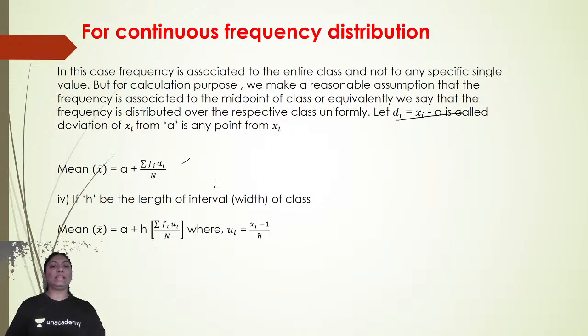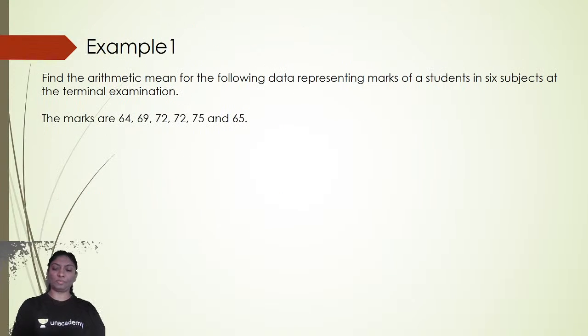Okay, if h is the length of the interval or width of the class, then mean x bar is equal to a plus h into summation of fi ui upon n, where ui is equal to xi minus a upon h, or di by h. So every formula I have elaborated here. Now we will solve examples using each type of formula.